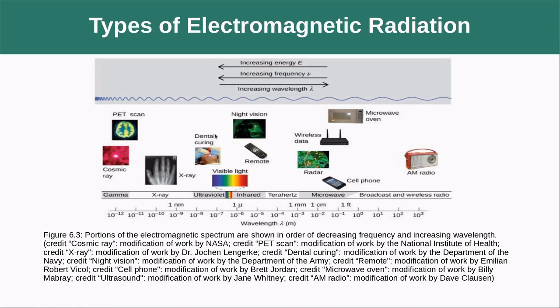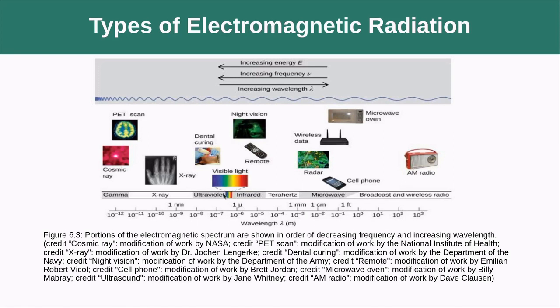Then you have ultraviolet rays. These are used in a lot of things. Here they have the example of dental curing. There's also where they use ultraviolet radiation to cure glues and plastics and stuff like that. And this is also the type of radiation that's going to give you a sunburn from the sun.